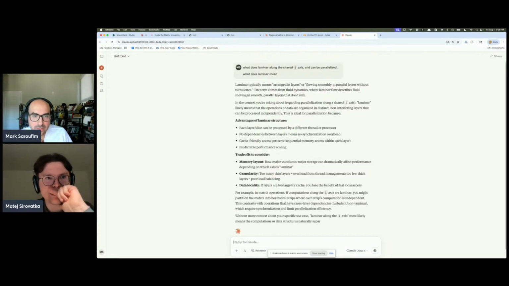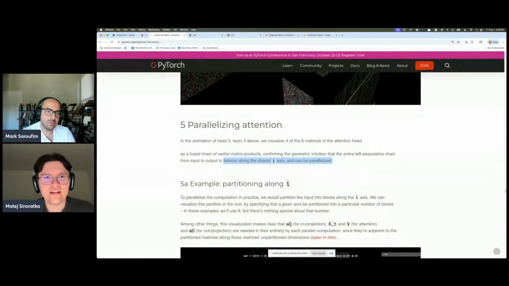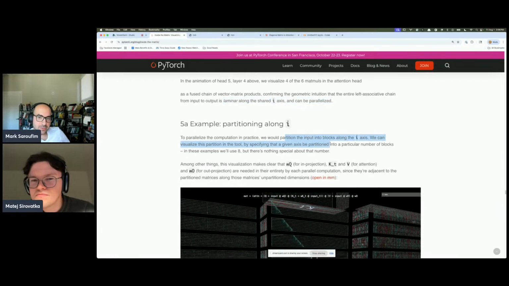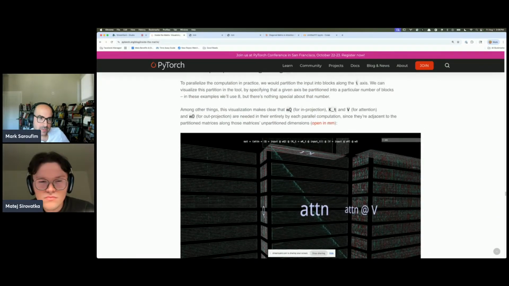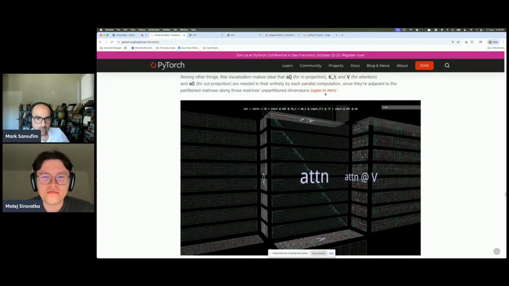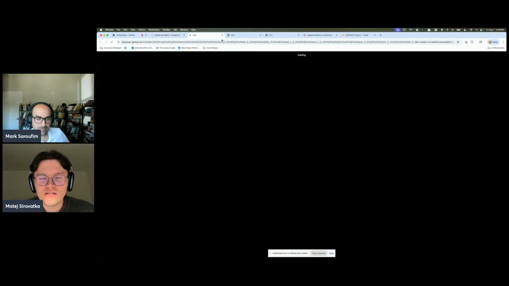Which one is it parallelized across? Oh, I see. I think it's just a fancy word for parallelized. To parallelize, we would partition the input into blocks along the y-axis. We can visualize this partition in the tool by specifying that a given axis be partitioned into a particular number of blocks. Yeah, okay, we do context parallel. That's context parallelism. Okay, let's go.